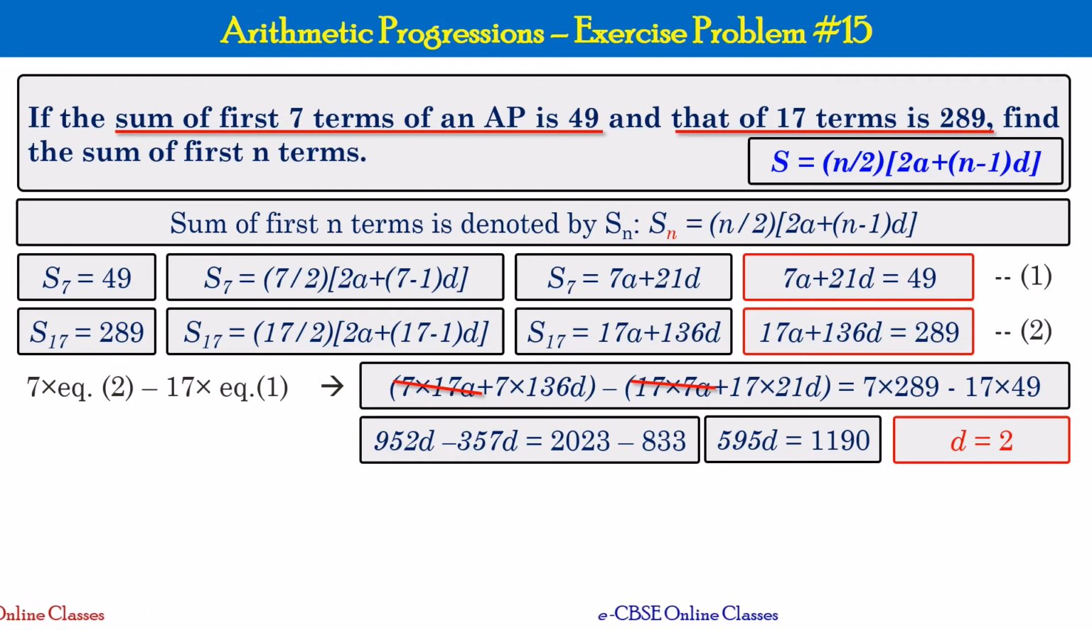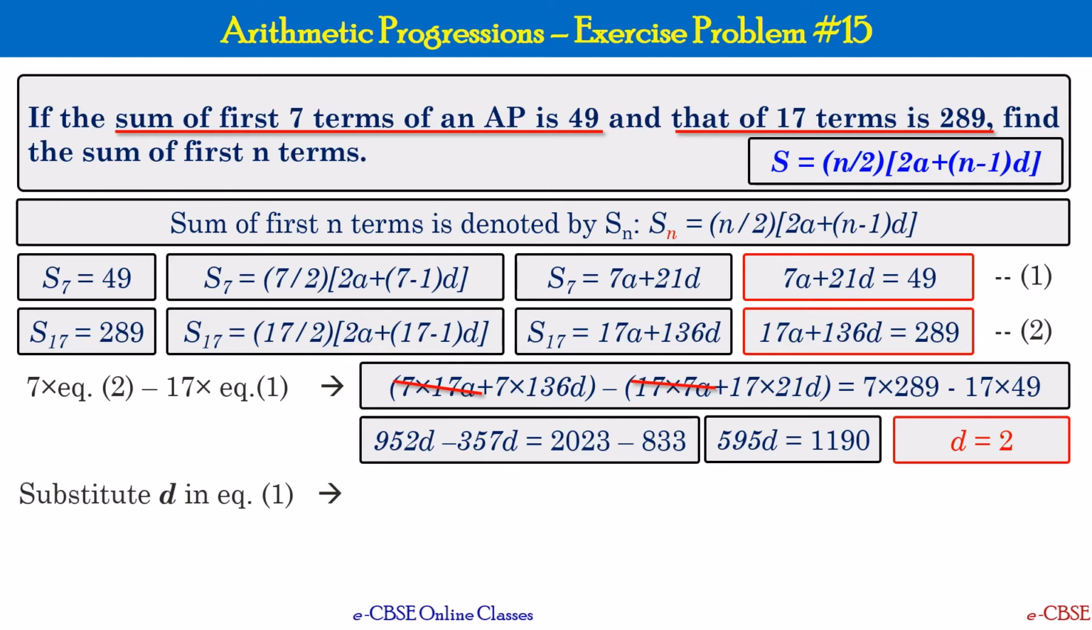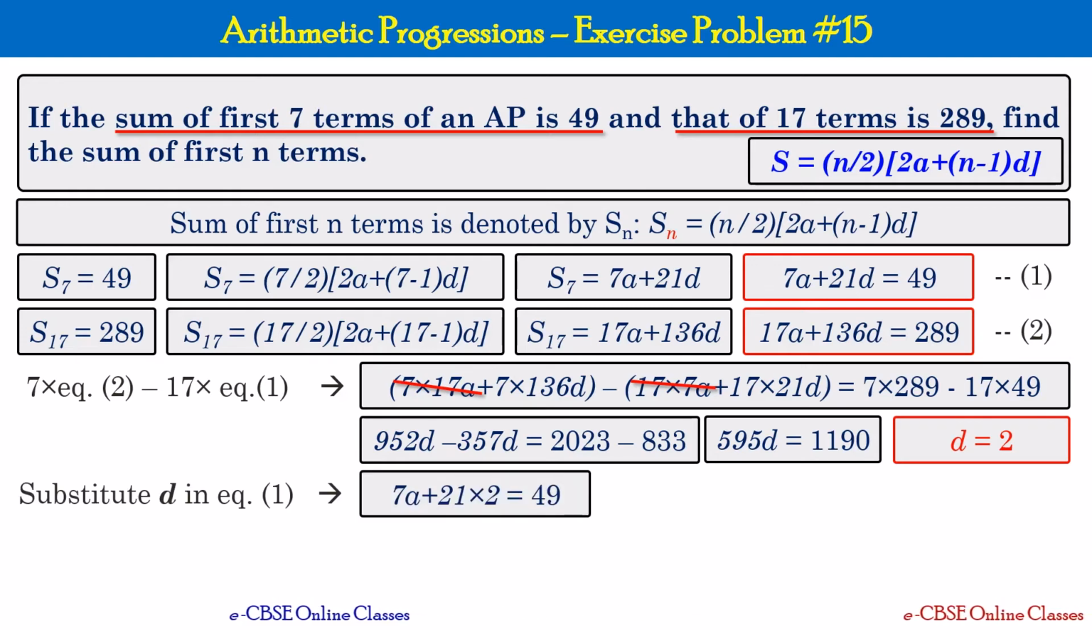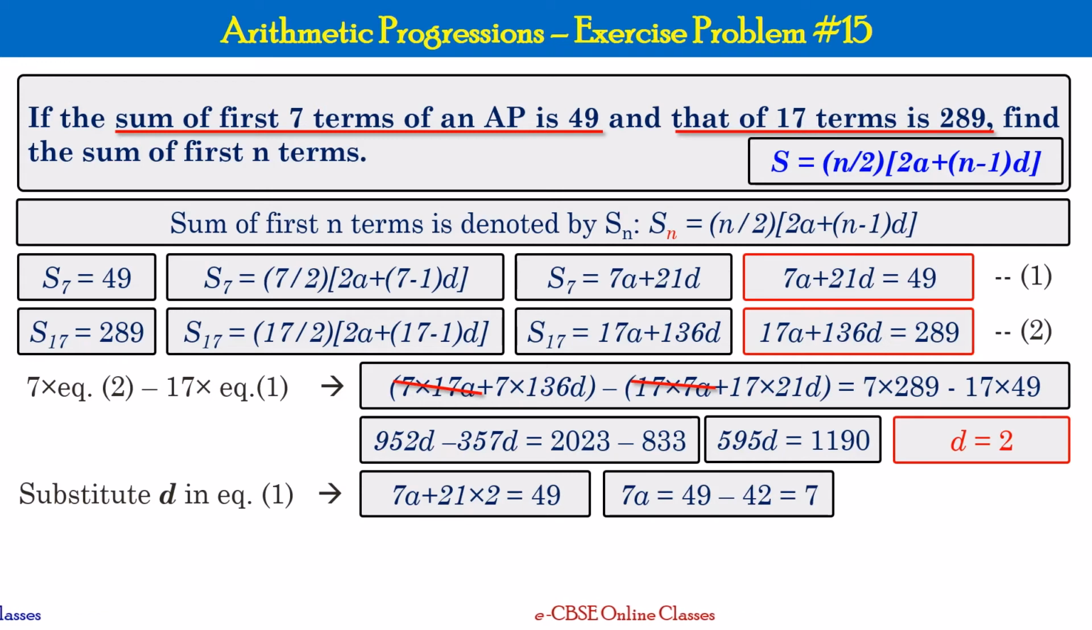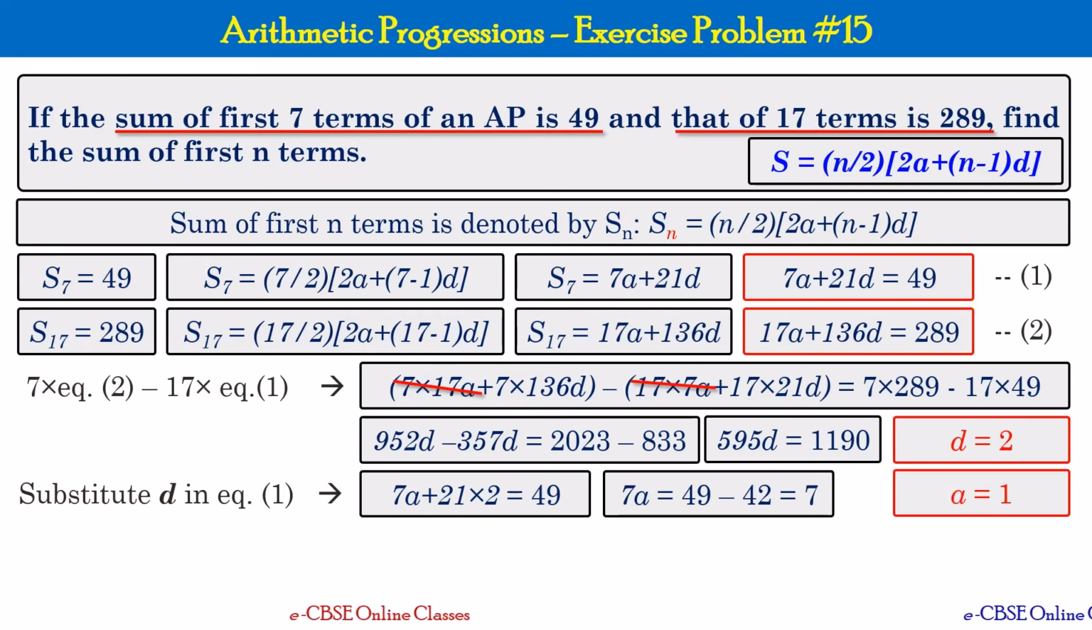Now let's substitute this value of d into equation 1. That becomes 7a plus 21 times 2 is equal to 49. 21 times 2 is 42. So 7a is equal to 49 minus 42, that is equal to 7. So a is equal to 7 by 7, that is 1.